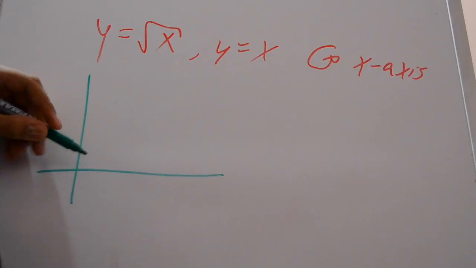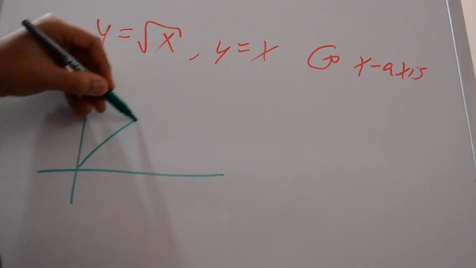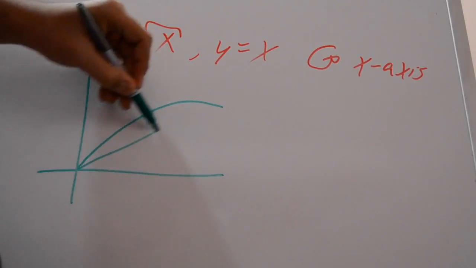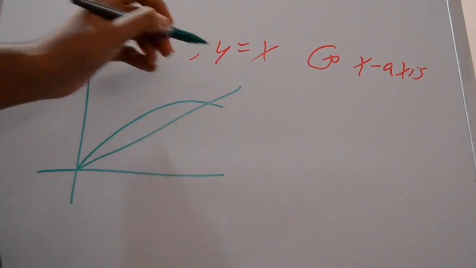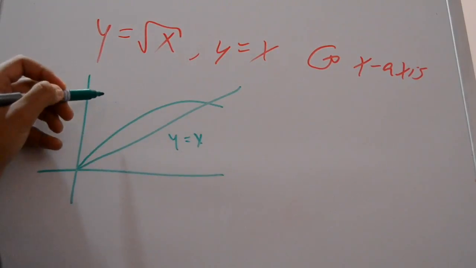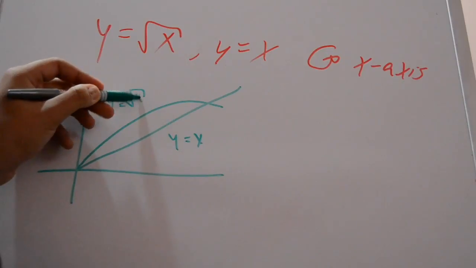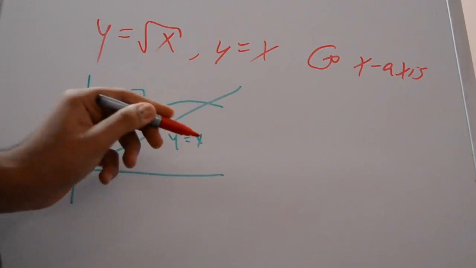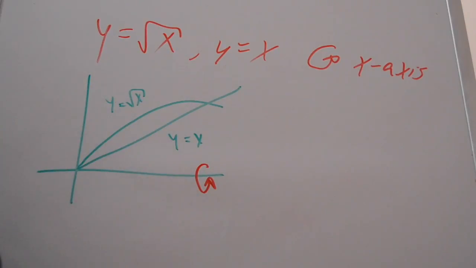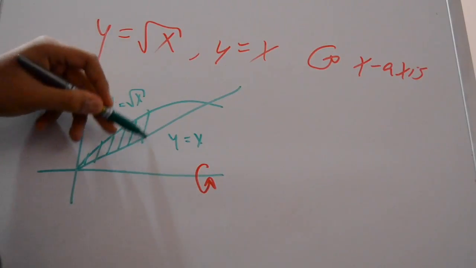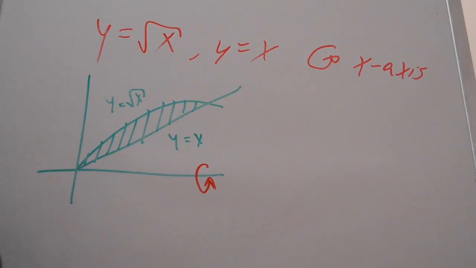We're going to get square root of x just like that. And we're going to get y equals x like that. So we know our bottom function is y equals x and our upper function is y equals square root of x. That's important because when we're rotating around the x-axis, that's where we're going to start. So let me just shade in this area first. This is our region that we're going to rotate around the x-axis.